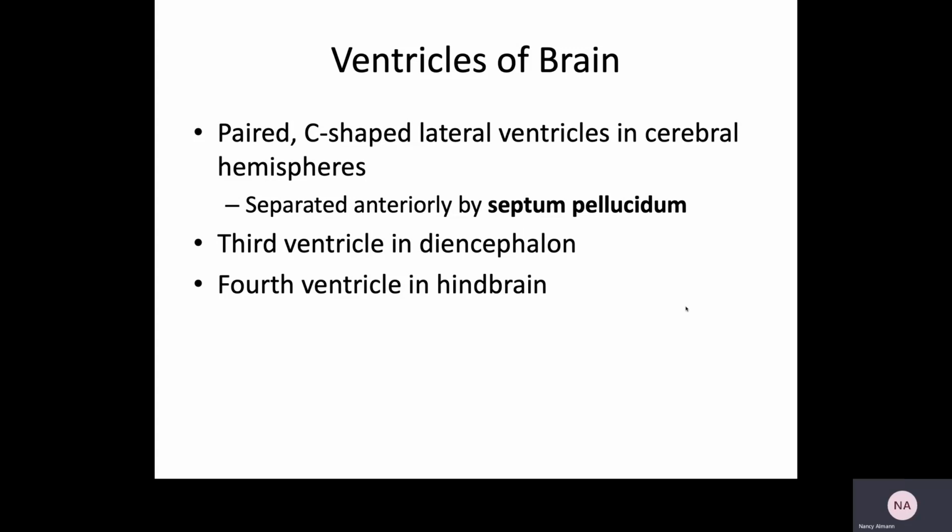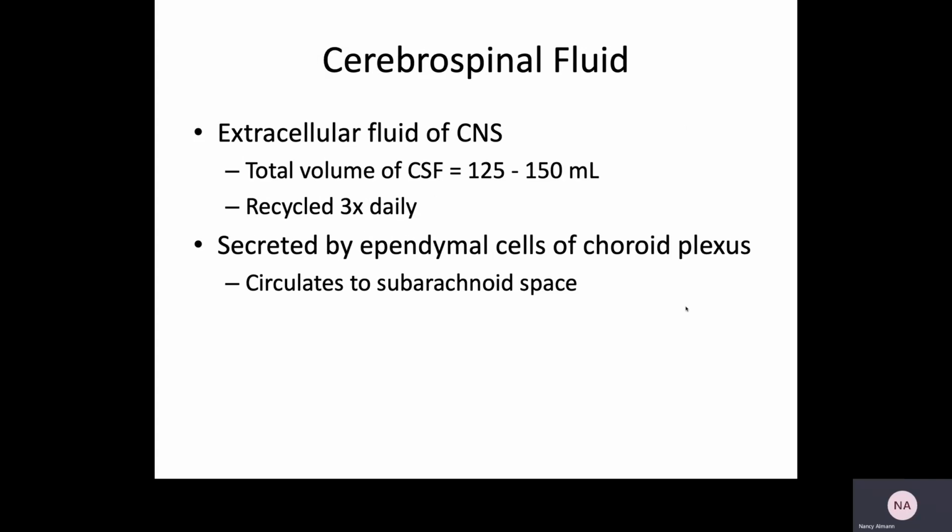The third ventricle is associated or located in the area of the diencephalon. Stay tuned on where that is. And the fourth ventricle is going to be associated with the hindbrain and basically just anterior to what's known as the cerebellum. So let's take a look at some pictures.